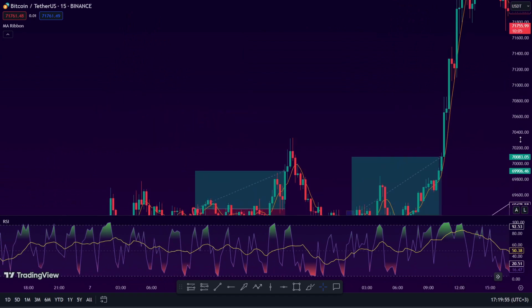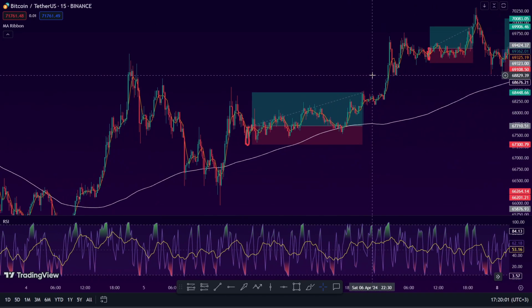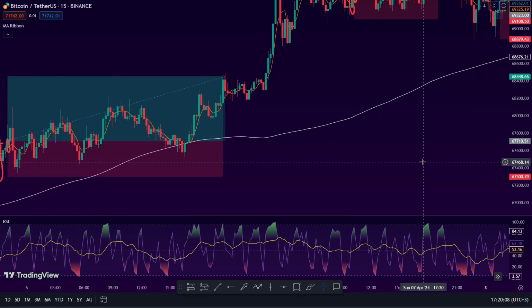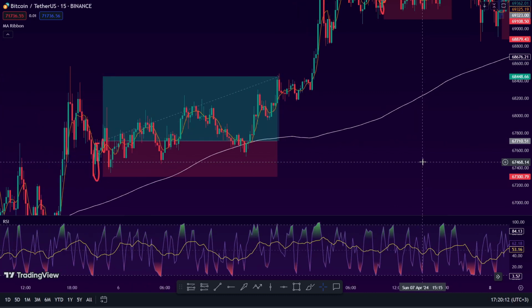But it doesn't mean that it will always happen. There will be a lot of false signals and successful signals. There is no indicator that will give 100% guaranteed signals.